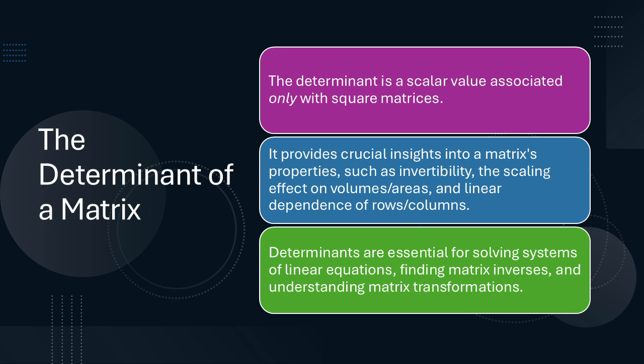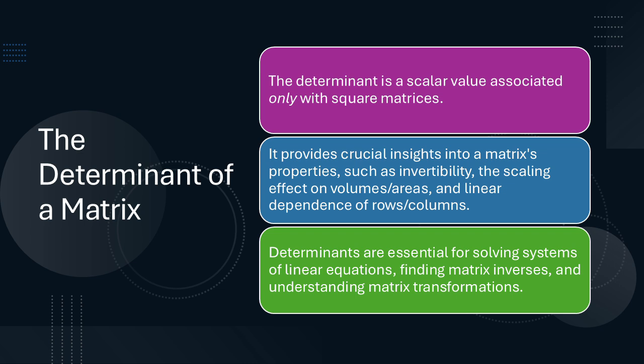One of the most useful properties is the multiplicative property. It tells us that if you multiply two matrices together, the determinant of the resulting matrix is simply the product of their individual determinants. So it's like each matrix has its own scaling factor represented by its determinant. When you combine them, you're essentially multiplying those scaling factors together.